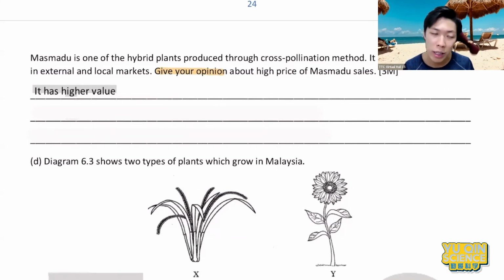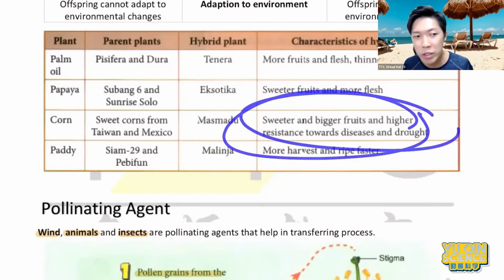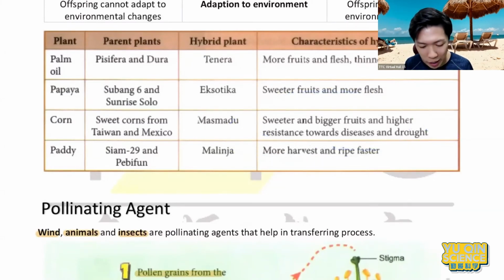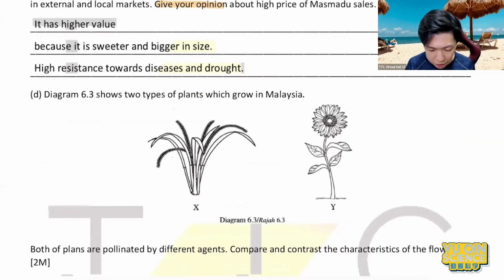I'm going to say it has higher value. Second mark, I'm going to talk about the characteristics. So why is it selling more expensive? Because of all this. So just throw this in and there'll be a second and third mark. So obviously I split it up. Sweeter, bigger, second mark. Resistant towards disease, third mark. Okay, cool.